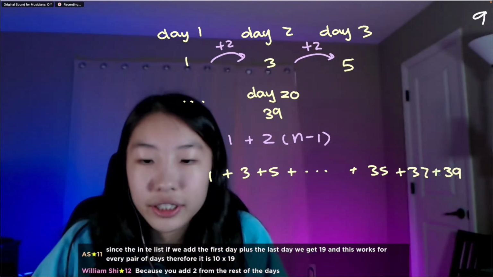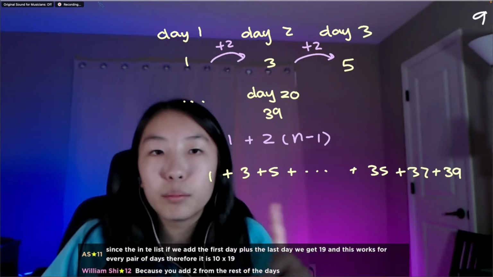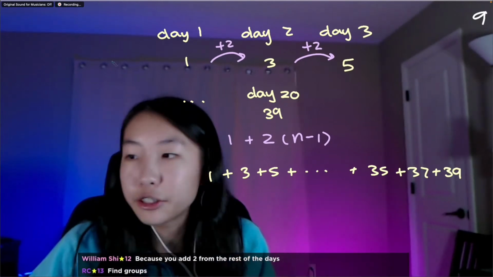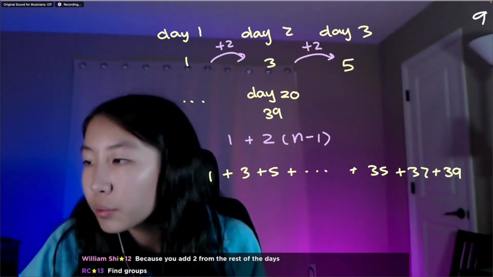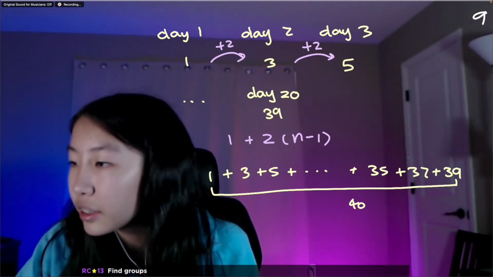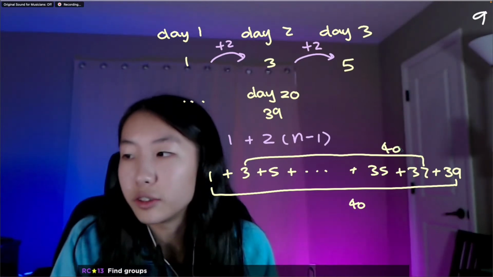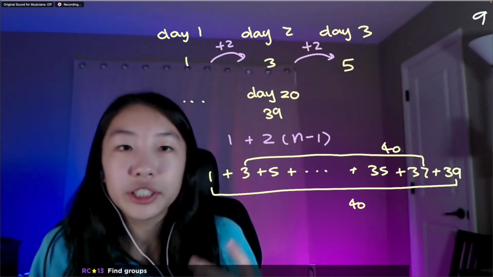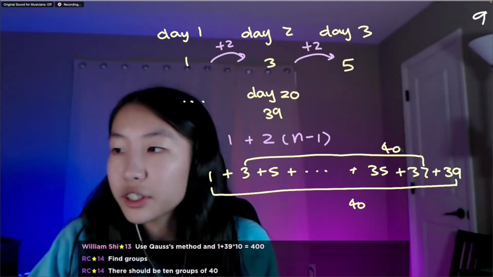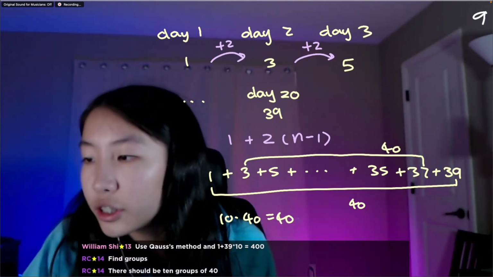Yeah, it is an arithmetic series, but it might be very easy to sum this up just by pairing it off. Exactly as RC said, we're going to find groups. Notice that 1 plus 39 is 40, 3 plus 37 is also 40, and that's actually going to happen for every single little amount here. And because we have 20 total days, well, there's going to be 10 of these pairs of 2. So that's going to be 10 times 40 for a sum of 400.